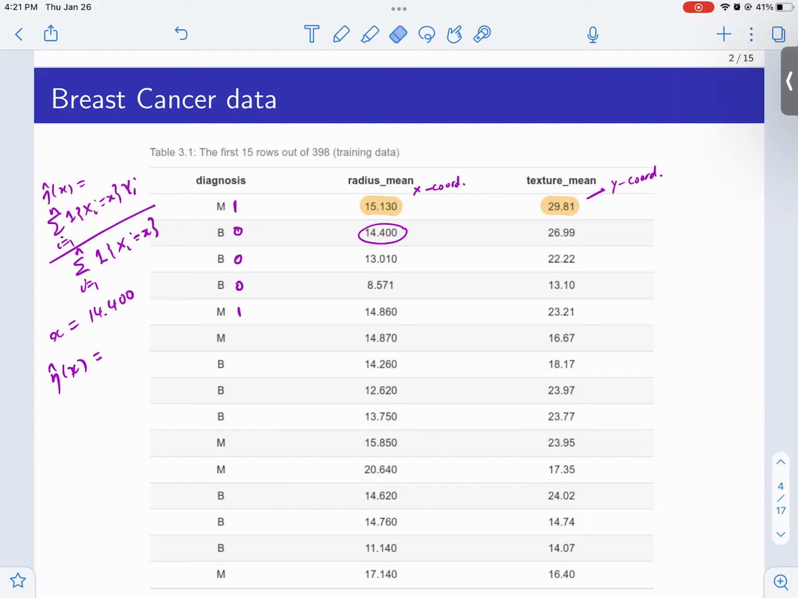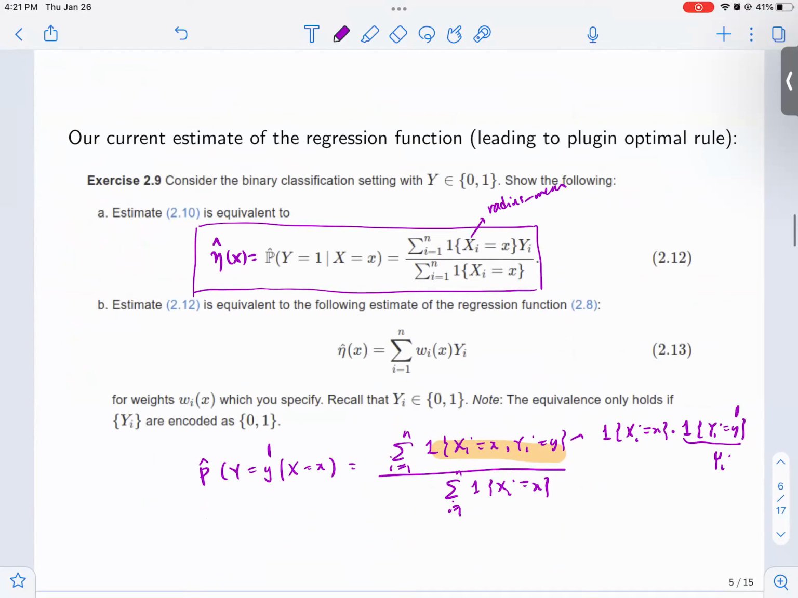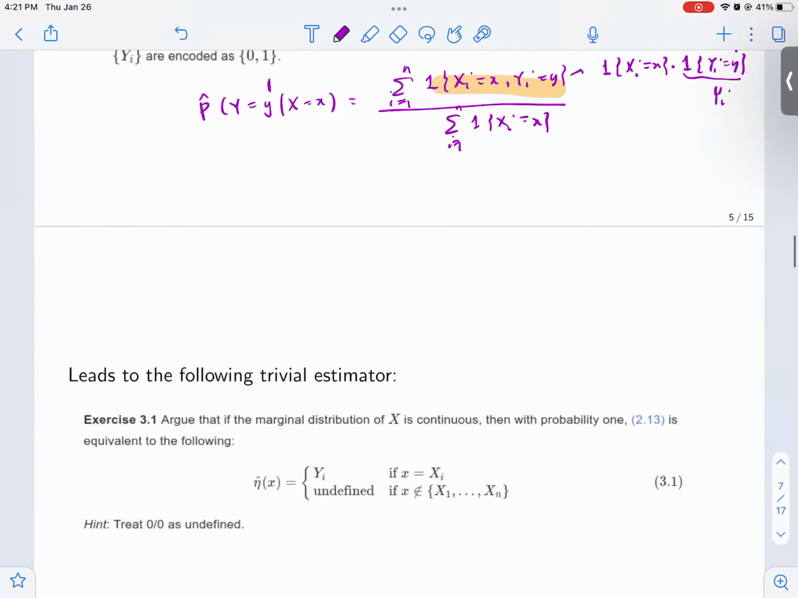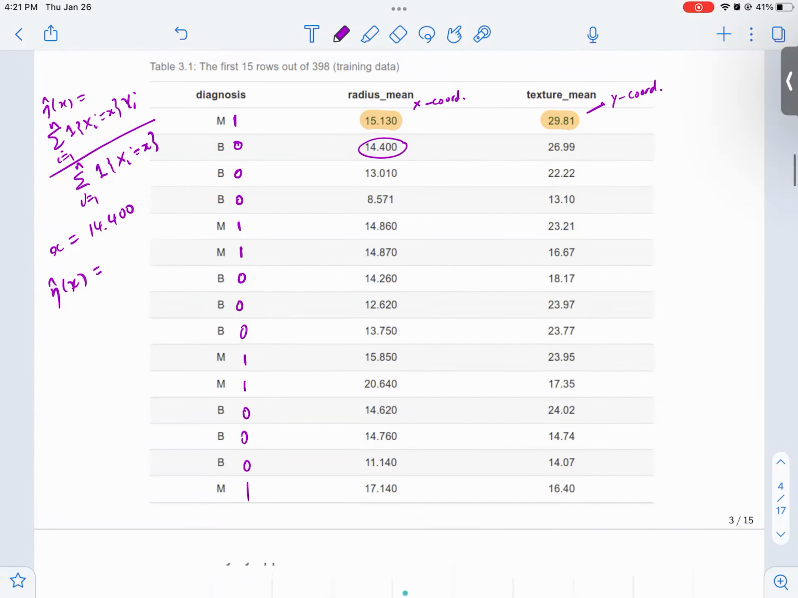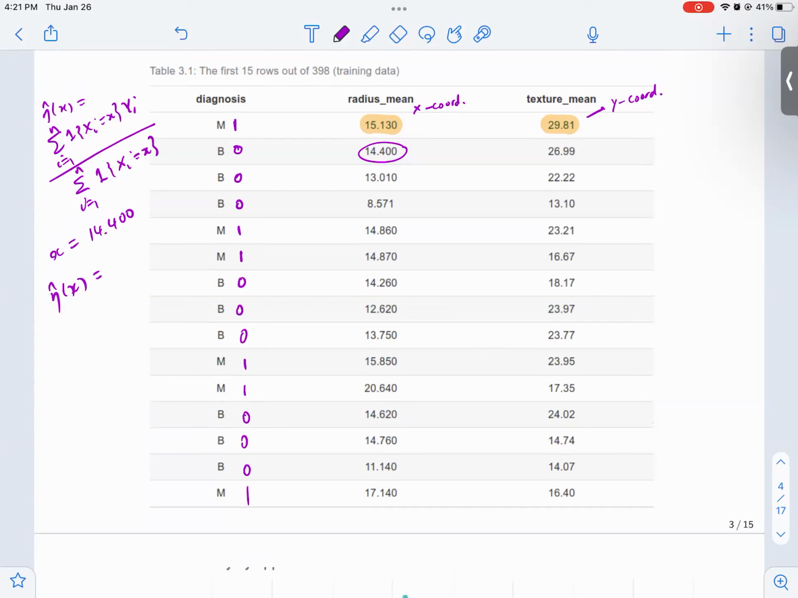So this formula only works if the yi's are binary. Remember that the general formula is like this. You can do it for multi-class classification, but for this to work, you have to encode yi as one binary value, so 1 or 0. Okay, so what would eta hat of x be?